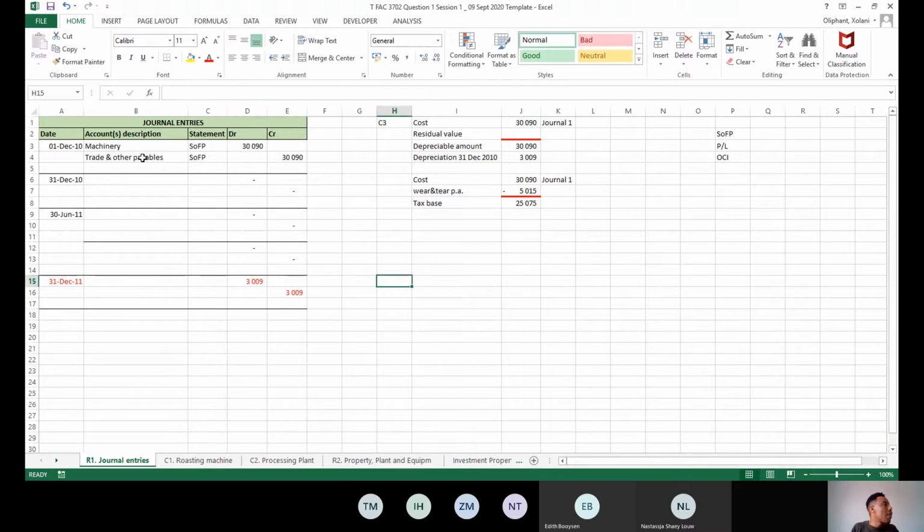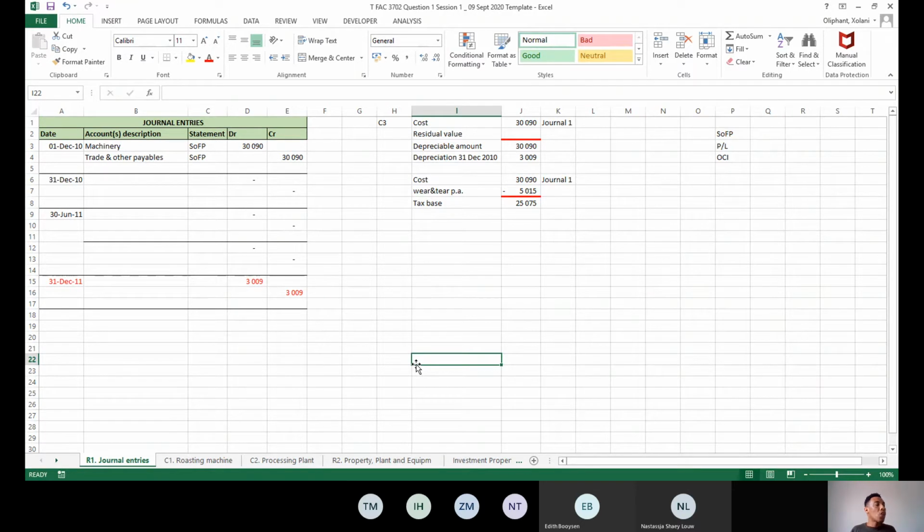Now, remember they said no general narrations are required. You've done the date, you've done the account description, because they said no abbreviations. You've done in terms of which statement it needs to impact, and then we've shown the calculation of how that amount is made up. Okay, so when did you buy this? We bought this on the 1st of December 2010.